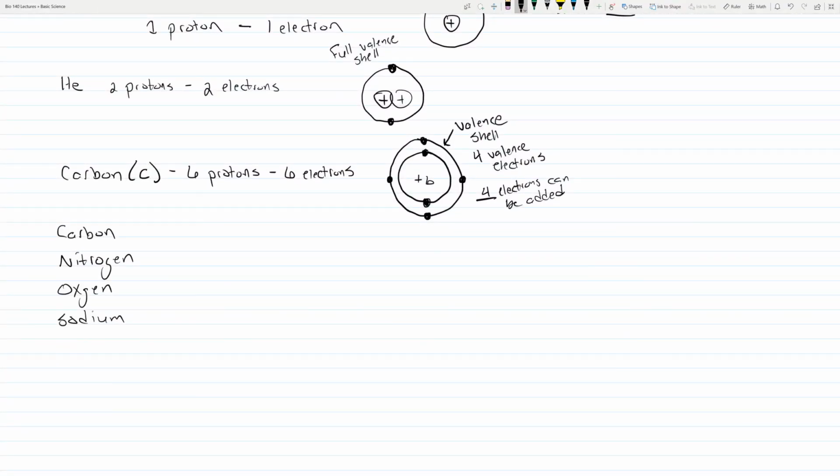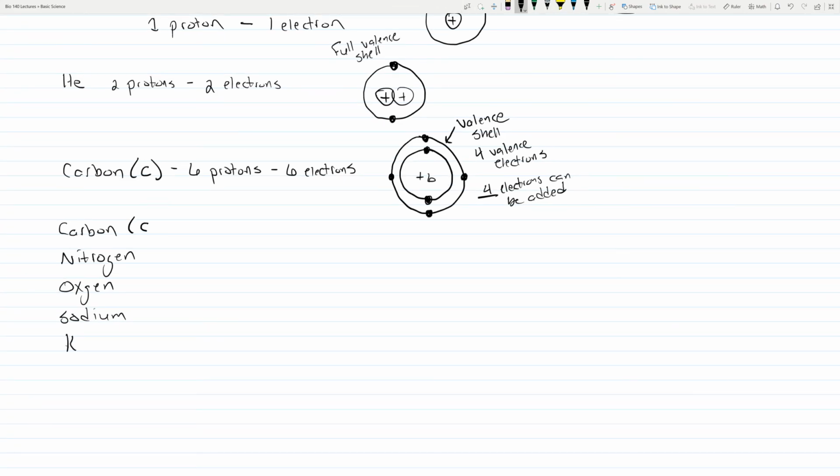For K, potassium. Carbon is C. Nitrogen is N. Oxygen is O. Sodium is Na. And potassium is K. So draw those atoms out and fill in the electrons. That's going to be the end of this because we're pretty long. We're at 22 minutes.